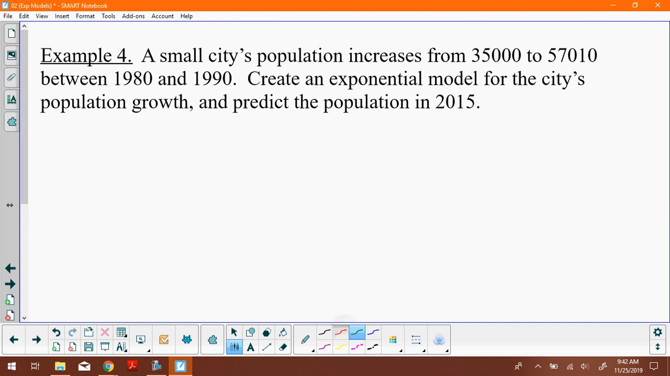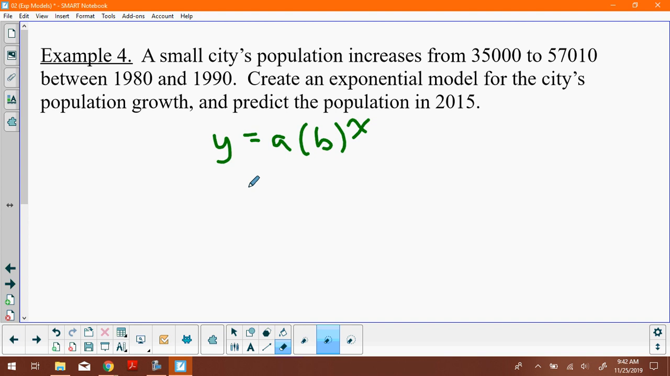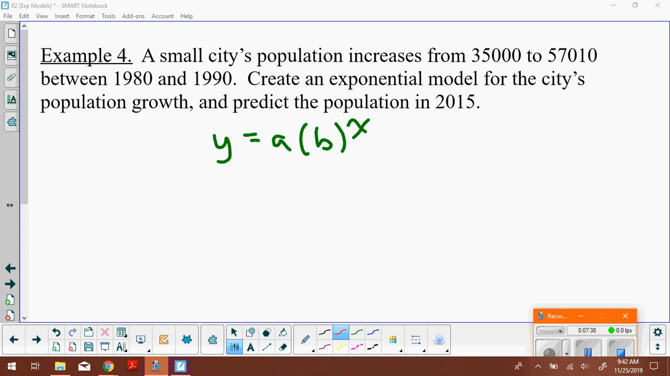So again, we're going to start with our base model here. So y equals a times b to the x. What I'm missing here is my growth rate. So really I need to take a minute and figure out what b is. So I'm going to use the information I already have to determine the value of b.